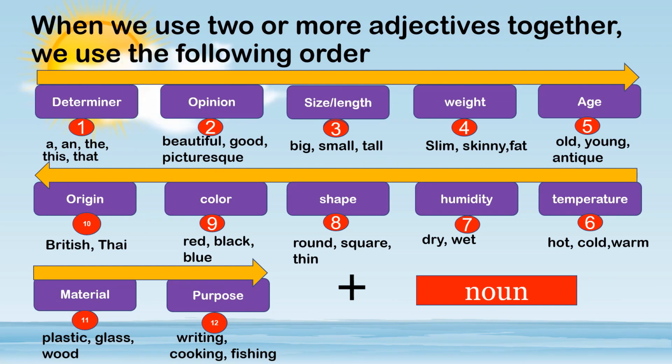When we use two or more adjectives together, we use the following order. First is determiner, next opinion, number 3 size or length, after that weight, then age, followed by temperature, and then humidity, after that shape, followed by color, and then origin, and then material, and last in the order is purpose. And all these adjectives we put before the noun.